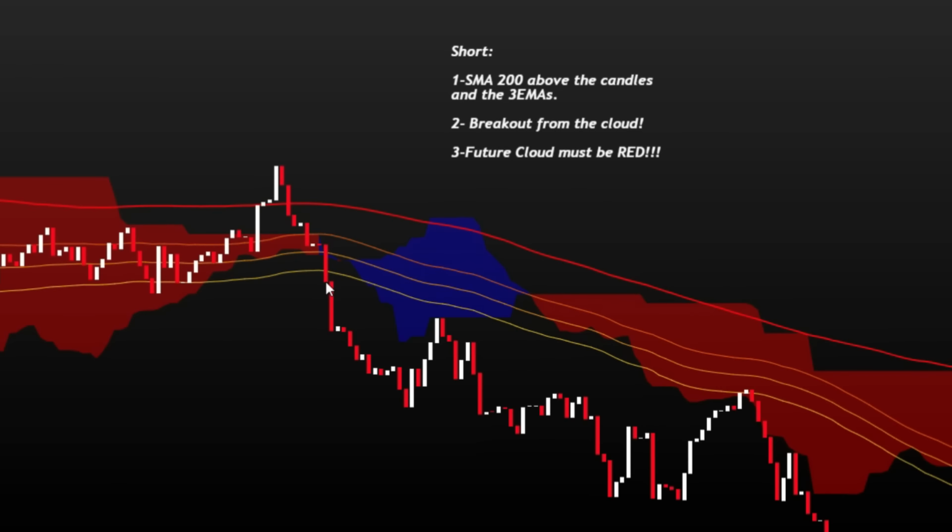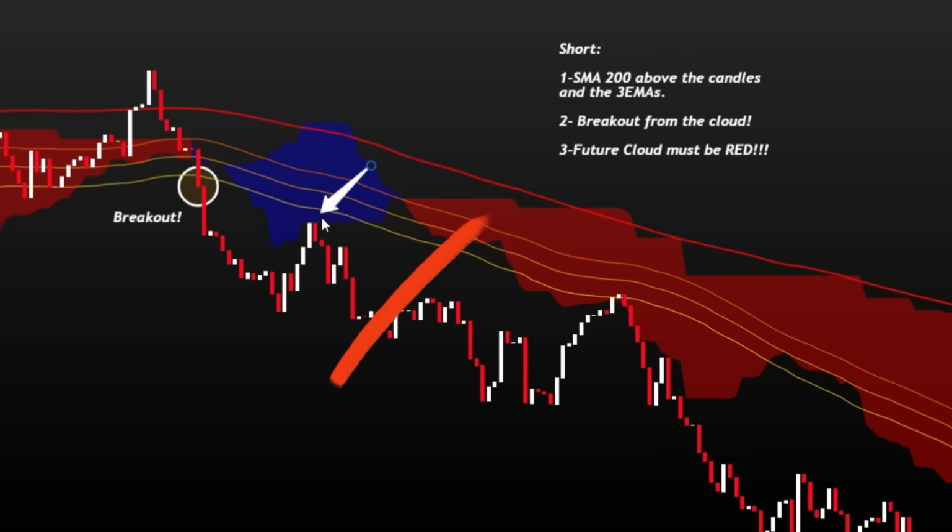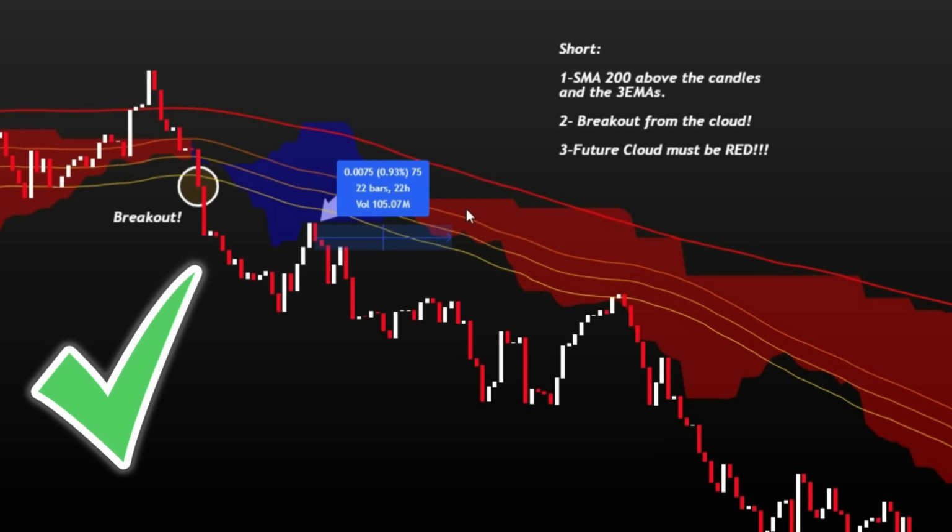For example, on this chart, we see a breakout below the Cloud and the EMAs. But if you check the Cloud at that breakout candle, it is still blue, so we cannot enter a trade. The candles move a bit further and pull back to the Cloud. At that point, the future Cloud has turned red. Now we have full confirmation.